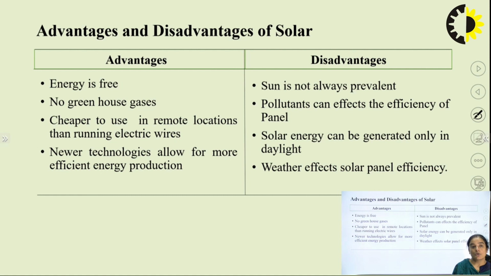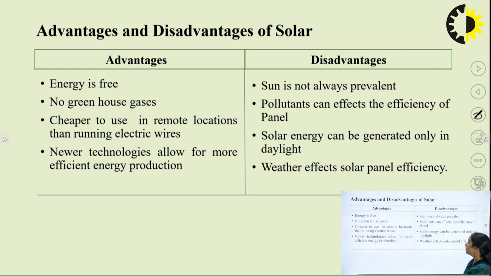Newer technology allows for more efficient energy production. As I will discuss, technology is being developed, and solar cells of new technology, the synthesized type of solar cells, are being used nowadays that harness more and more solar energy. The efficiency of a general silicon-based solar panel is very poor, but nowadays synthesized kinds of material are being used for production of solar cells, and that is giving very good efficiency as well.